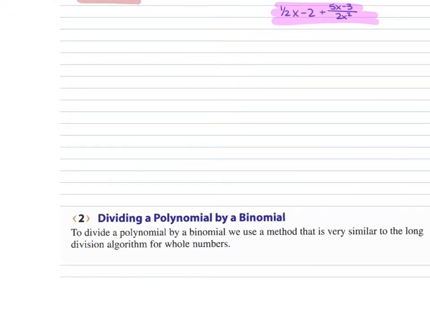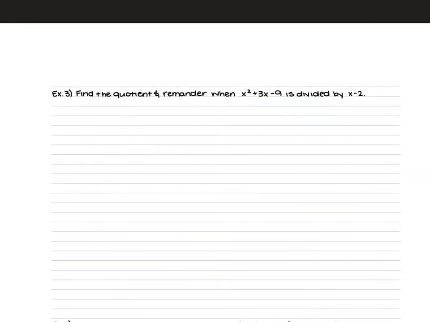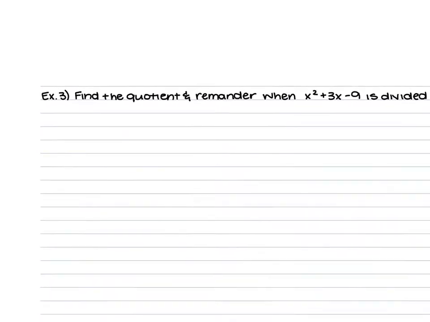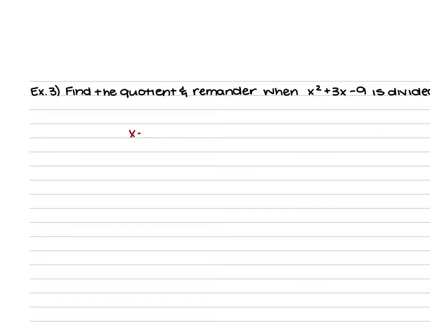For our next part of this lesson, we are going to be dividing by a binomial. So in example 3, we're told to find the quotient and the remainder of x squared plus 3x minus 9 divided by x minus 2. So that x minus 2 is going to go on the outside of our division house. The x squared plus 3x minus 9 goes on the inside.